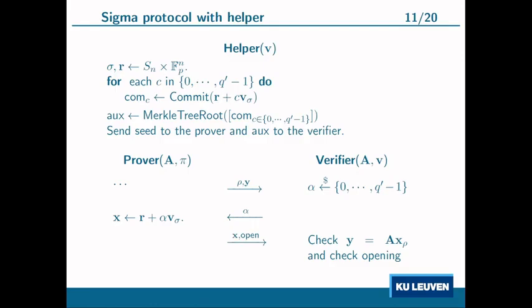Then the protocol proceeds as before, except that now when the prover has to send his response, he can no longer respond how he wants, but he has to open one of the commitments that was created by the helper. And to do this, he needs to include a path in the Merkle tree to prove that his commitment was correct. This way, we are convinced that the prover sticks to the protocol, and we get a sound sigma protocol with helper with soundness error 1 divided by q prime.